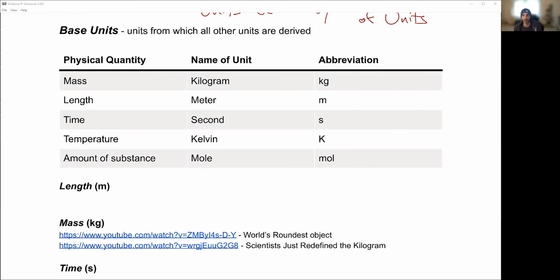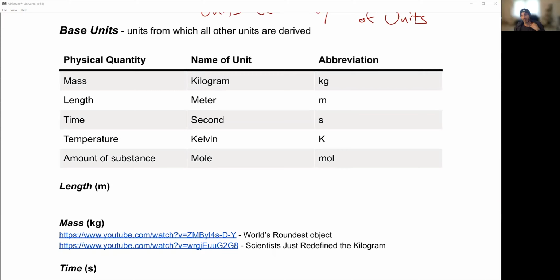So we're going to focus on these 5: mass, length, time, temperature, and the amount of a substance. Each of these units has a base unit. The base unit for mass is the kilogram. That's the only one with the prefix kilo or any prefix. The rest are not. Meter is just the base unit. Second is just the base unit without a prefix, and so on and so forth.